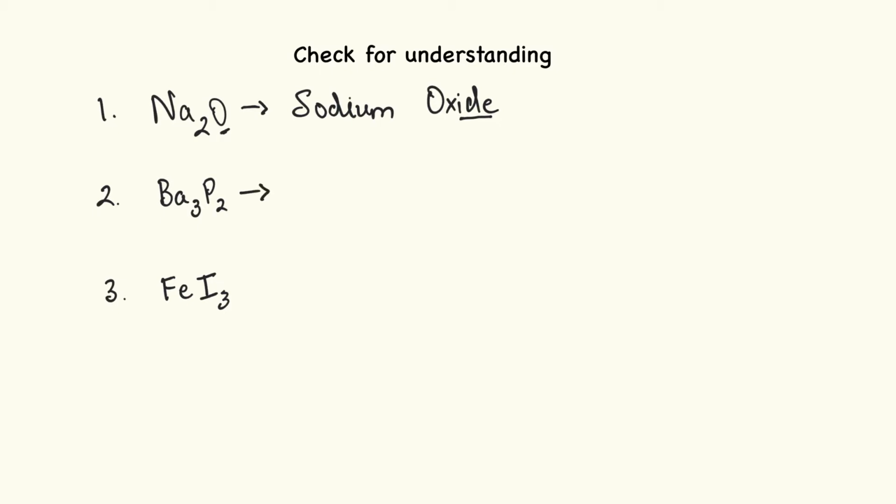The second one is Ba3P2. I want you to notice something. These numbers that we have on the bottom have absolutely no role in determining the name of the binary ionic compound. They could be 35 and 28 for all we care. What we need to pay attention to is the Ba and the P, okay? And so barium is Ba, and we know P is phosphorus, so we will change its name so that it ends with "ide", and phosphorus becomes phosphide.